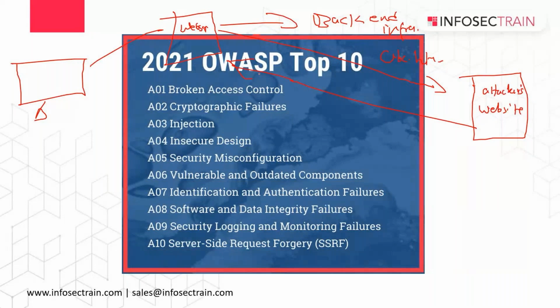And even the servers which are protected by a firewall or VPN can be vulnerable to this vulnerability, right? So this is OWASP top 10 and all the vulnerabilities in OWASP top 10.